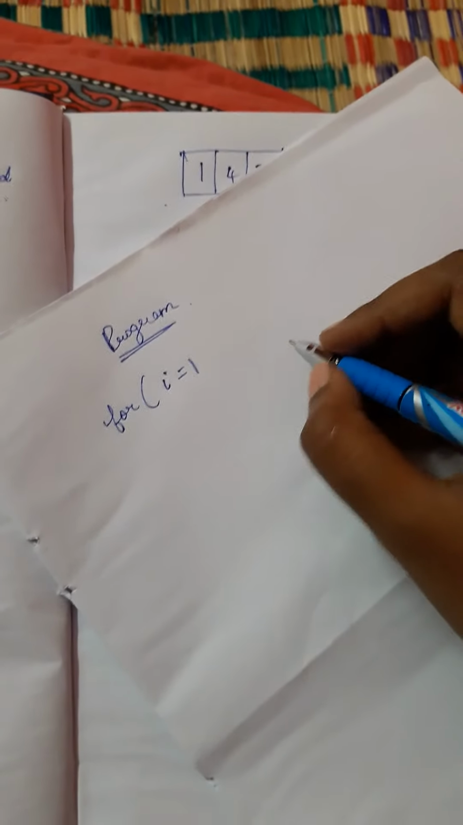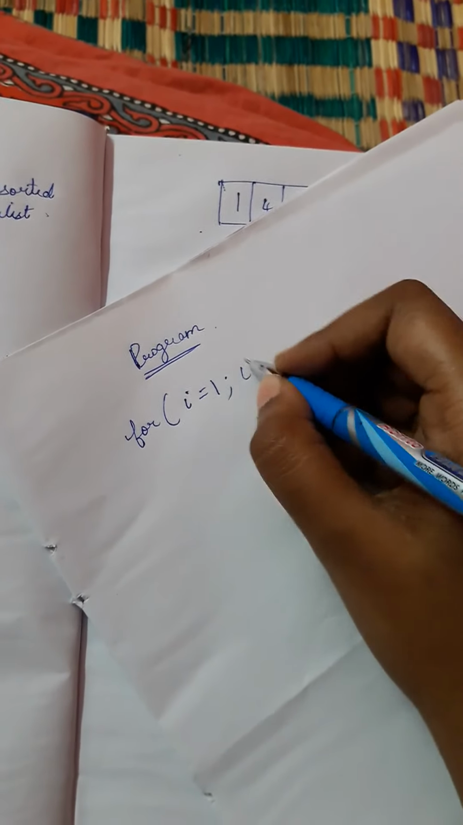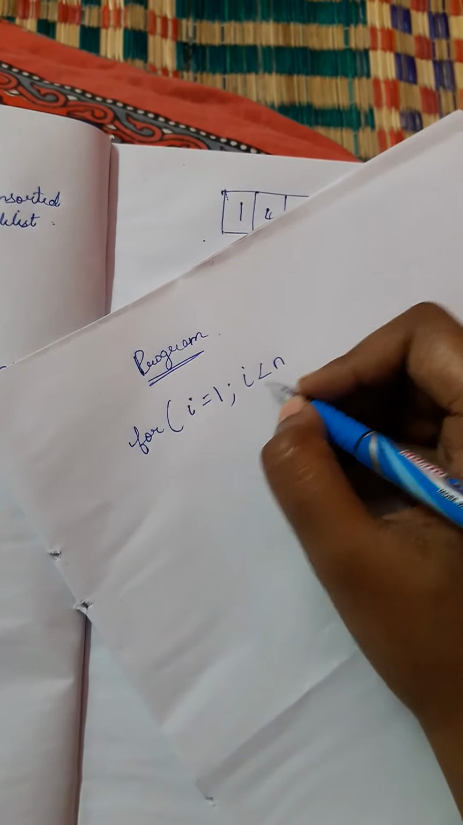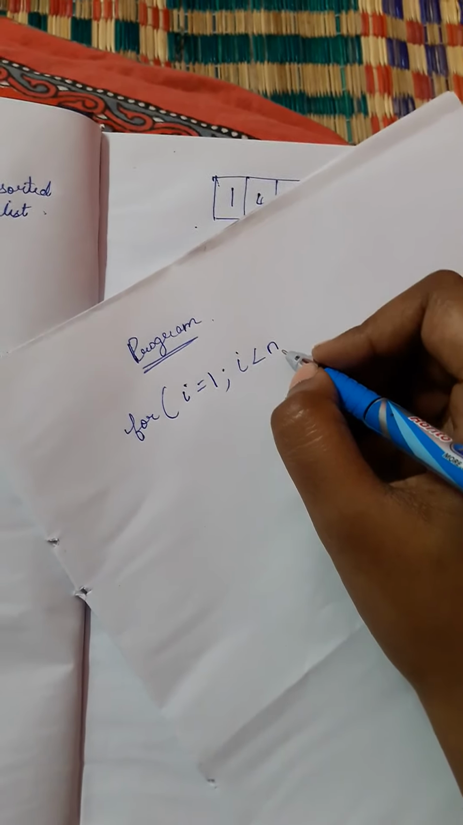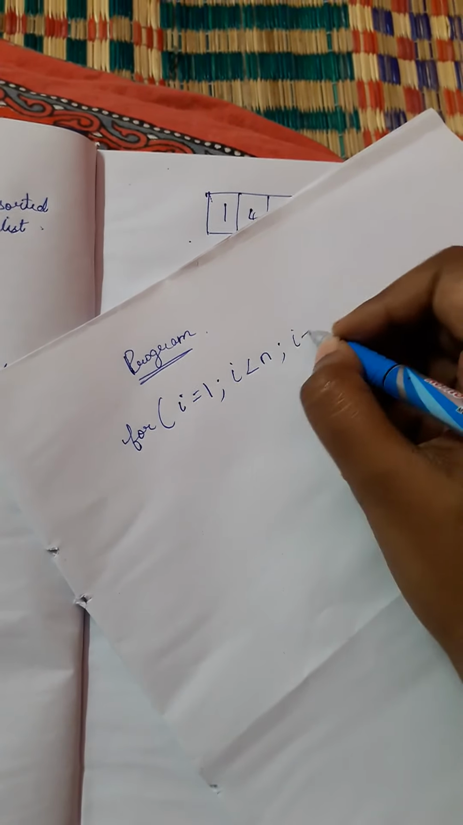So i is equal to 1, then i less than n, where n value is 6. Then i plus plus, so we are going to increment. So those are the for conditions.